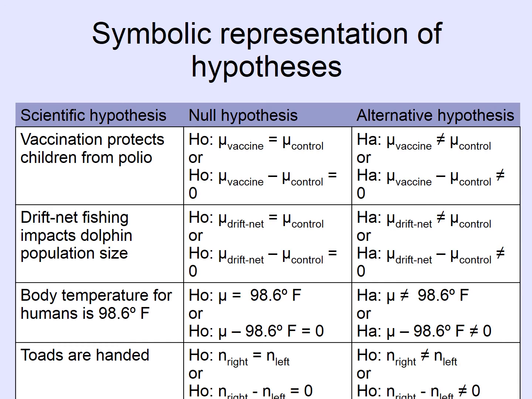So the alternative then simply is they're not equal, or the difference doesn't equal 0. I don't know where they're going to be, but they're just not going to be the same, and thus the difference is not going to equal 0.